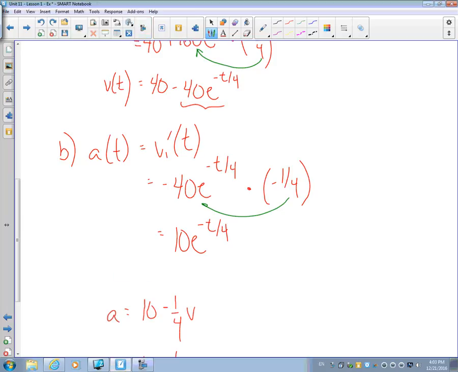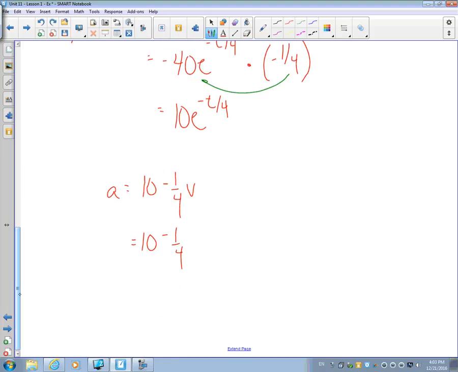We said v was all of this. So let's put that in for v. 40 minus 40 e to the negative t over 4. And let's see what happens.